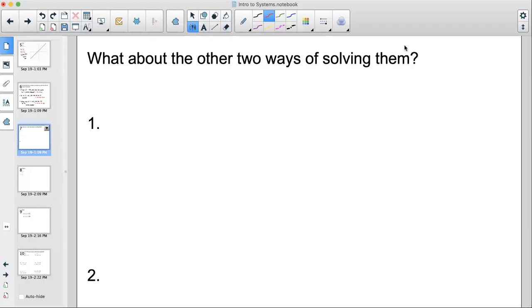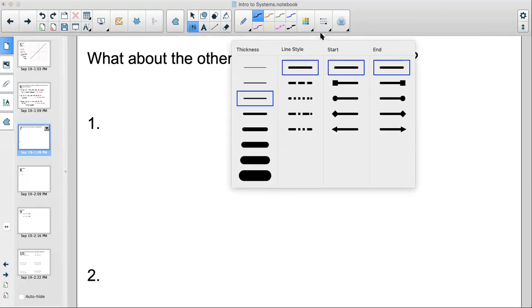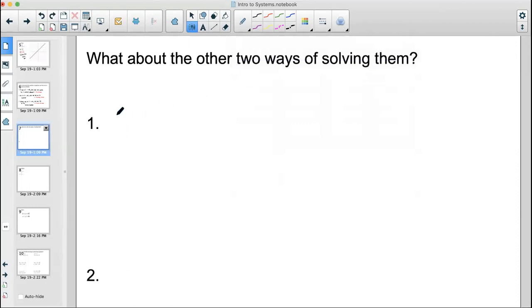Okay, let's finish this up. Hopefully this won't take as long as the first part did. So we saw one way to solve systems is by graphing. We're not going to do that very often because it takes a long time. We are mostly going to be doing this with one of these algebraic methods, and there are two other ways.